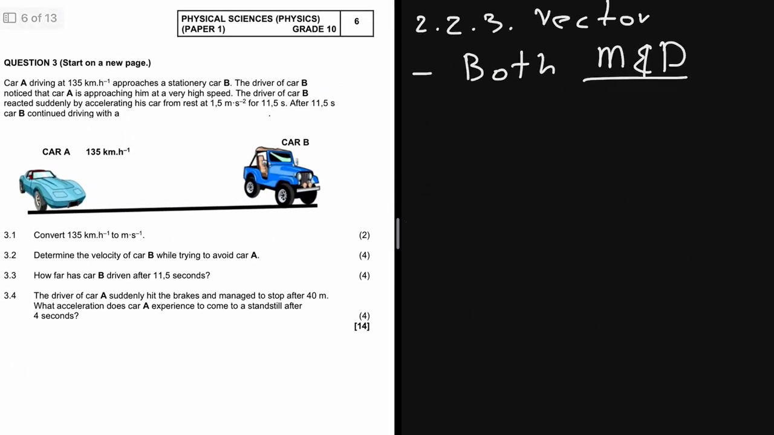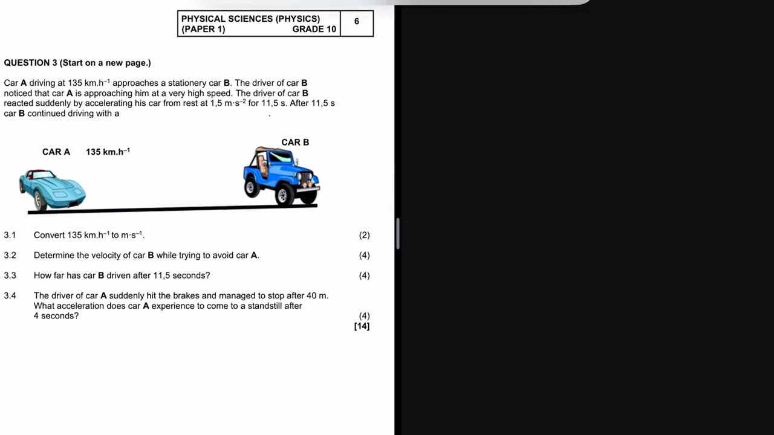So now we move on to the next question, which is question number 3. The statement says that car A travels at a speed of 135 kilometers per hour. If we get a speed like this, we can convert it to meters per second because we always work with meters per second. When you convert this type of speed, you just divide it by 3.6.